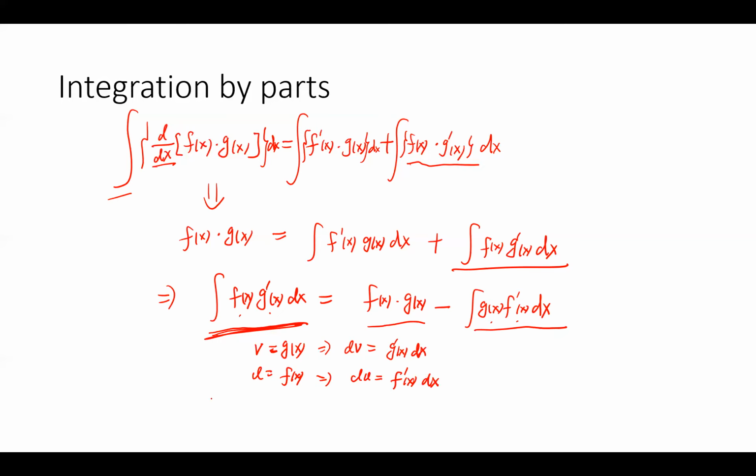Now, based on this, we can have the integral of u and dv, because now this is just equal to dv. So we just express it as a dv. We just move the g'(x) inside, as an entity as a whole, and then we can express it as a dv. This will be equal to u times v minus the other way around, which is v and du.